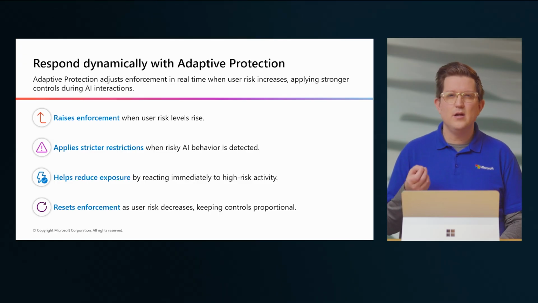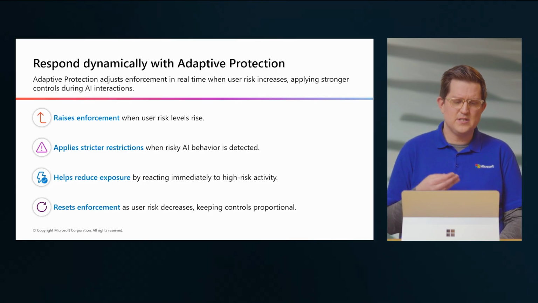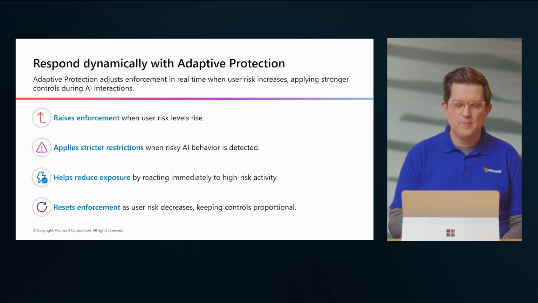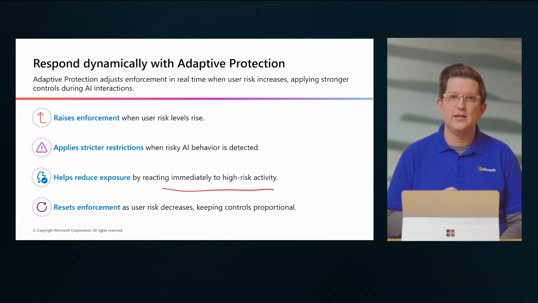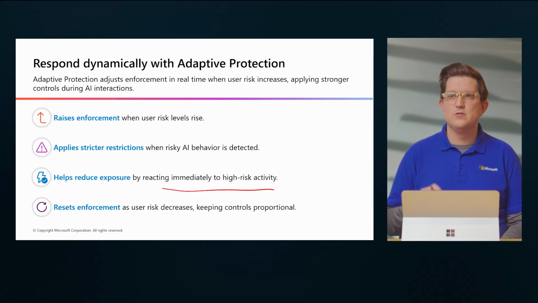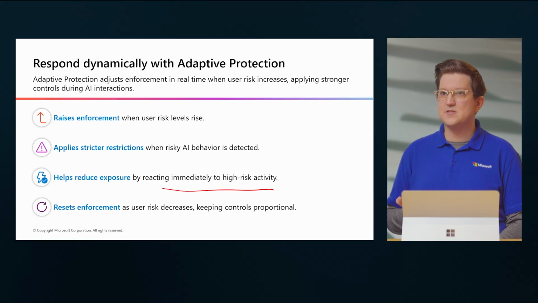Adaptive protection is able to do some very interesting things around DLP enforcement, some of the escalation components, and even the ability to broadly reduce exposure by reacting immediately. This is one of the most unique opportunities we have when it comes to the data loss prevention space, because risky behavior can be reacted to in real time by the generative system.